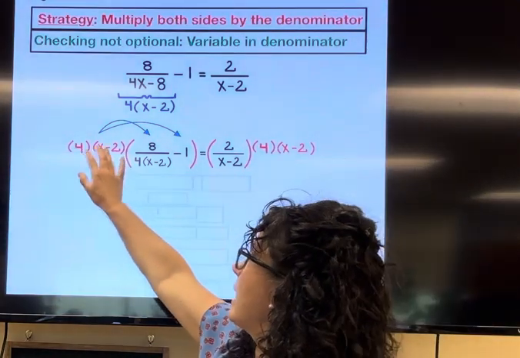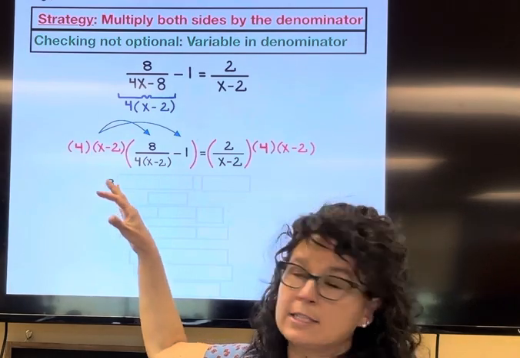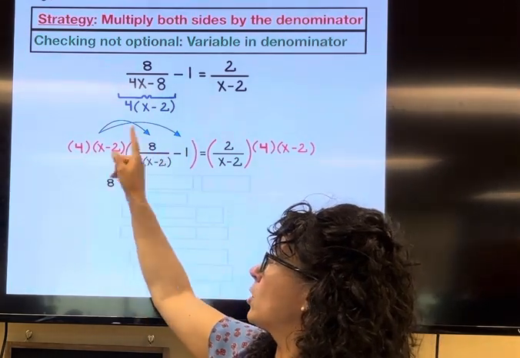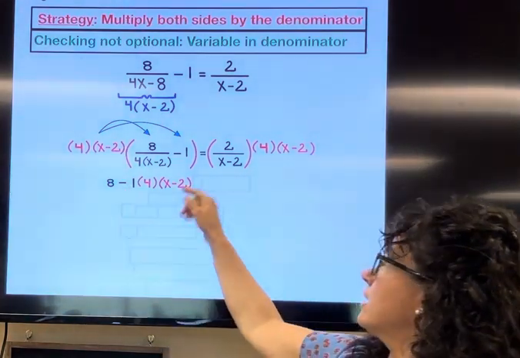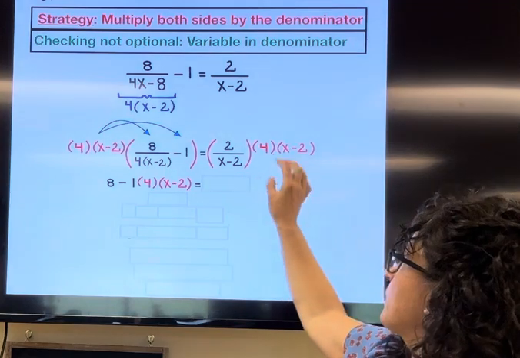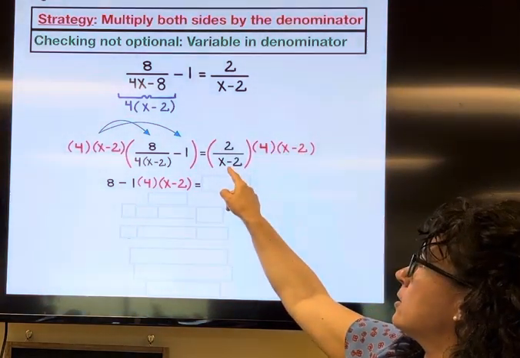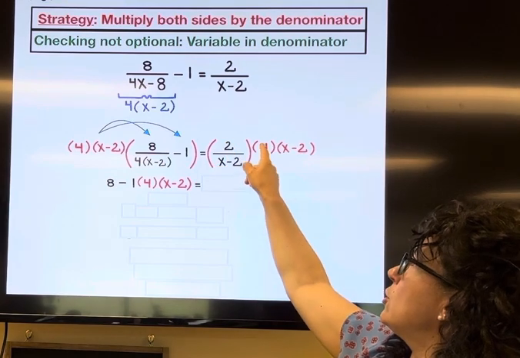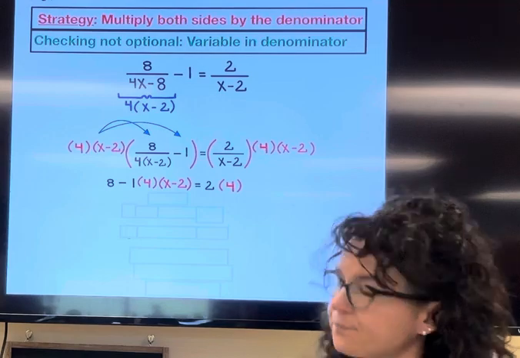Now when I take the red times negative 1, nothing cancels, so everything is still there. The negative 1 times 4 times x minus 2. So I'm going to write all of that out. Now on the right side of the equal sign, when I take the red times the fraction, only the x minus 2's cancel, so I'm left with both 2 and 4. So I have 2 times 4 there.